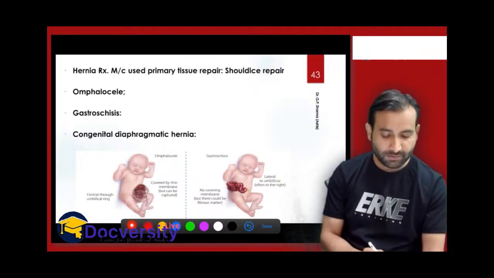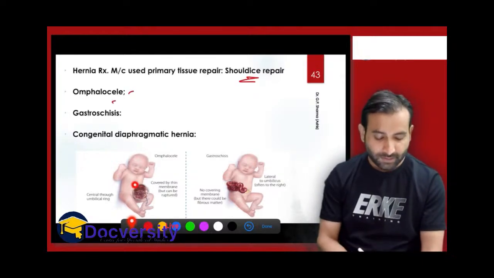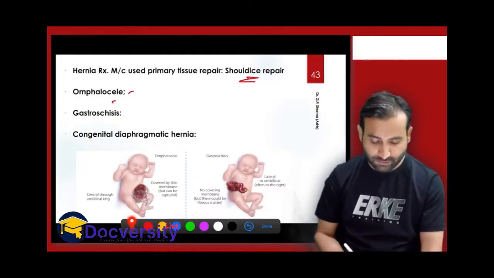And what is this one? Hernia treatment. Most common primary tissue repair is what? The Shouldice repair. Remember over there. And omphalocele and gastroschisis you can see over here. Omphalocele is this one. Gastroschisis is this one.